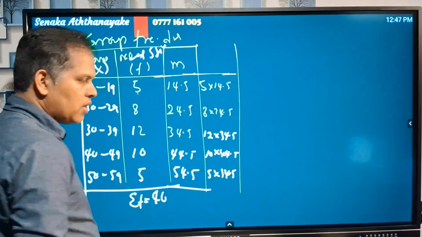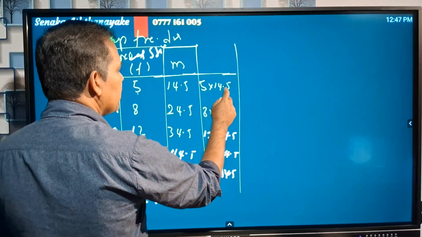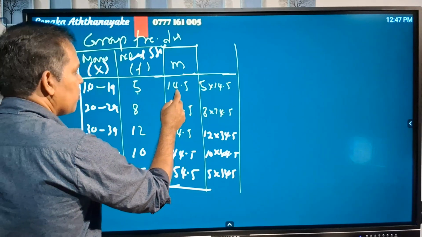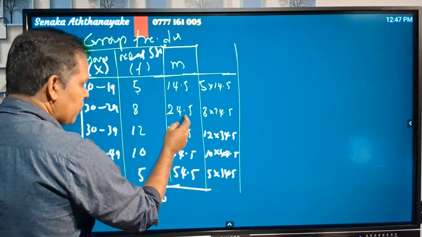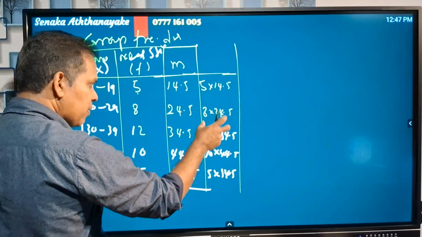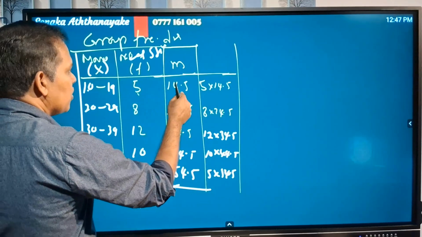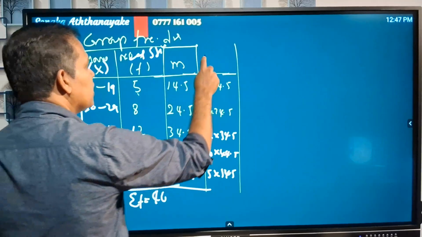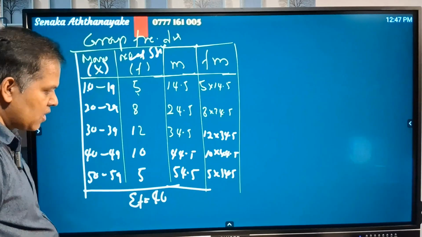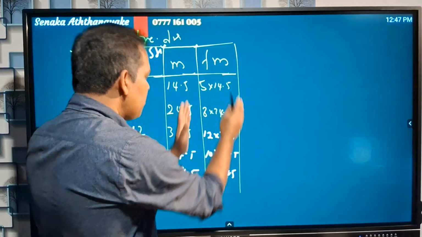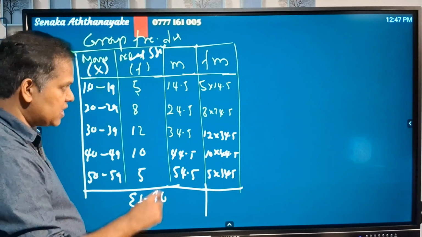Okay, how do you name this column? How do you prepare this column? 5 into 14.5, 8 into 24.5. This column is made by multiplying this column into this column, the f column into the m column. So this can be named the fm column. Now if you consider the sum of this column, you can take the total marks of all the students.